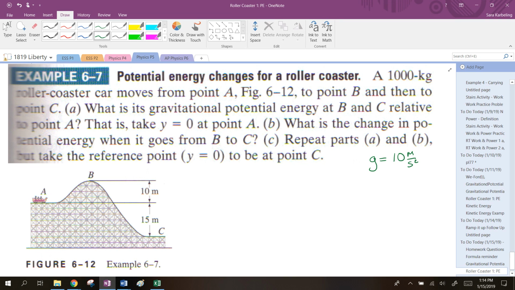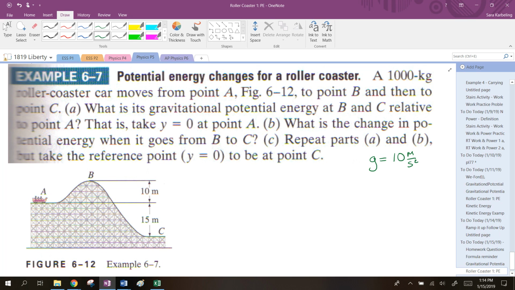And as it does that, it's going to gain potential energy, right? Work has to be done. If you've ever ridden a roller coaster, you know that chain is doing work on the car to get it up here, okay? And then it's going to go down here. It's going to have some gravitational potential energy here as well. And the question asks you to calculate those.